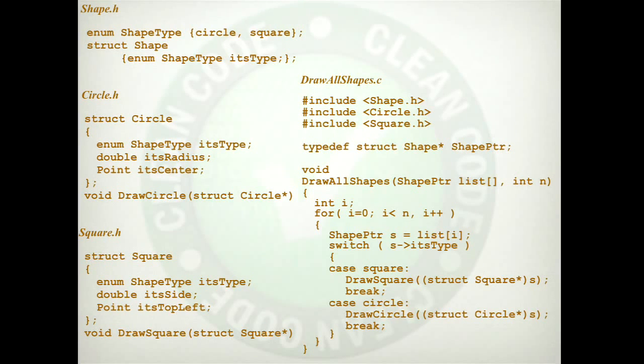I've got a data structure named square in another file called square.h. It also begins with the enum, has a double side and a top left point and a function that draws the square. And now I have this function here, draw all shapes. Draw all shapes takes an array of shape pointers. It loops through the array of shape pointers. It asks each shape what its type is. If it's a square, it calls draw square. If it's a circle, it calls draw circle.